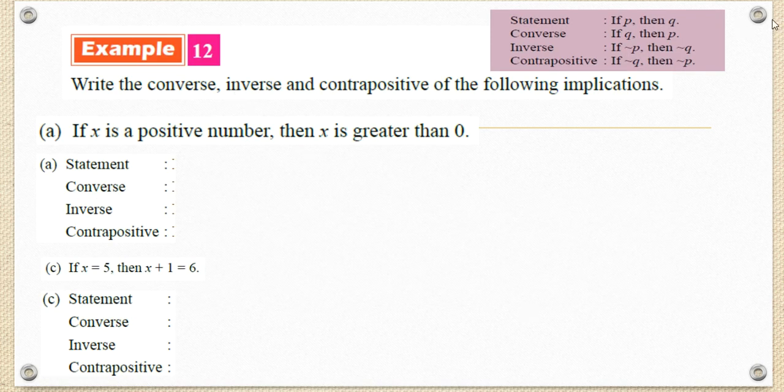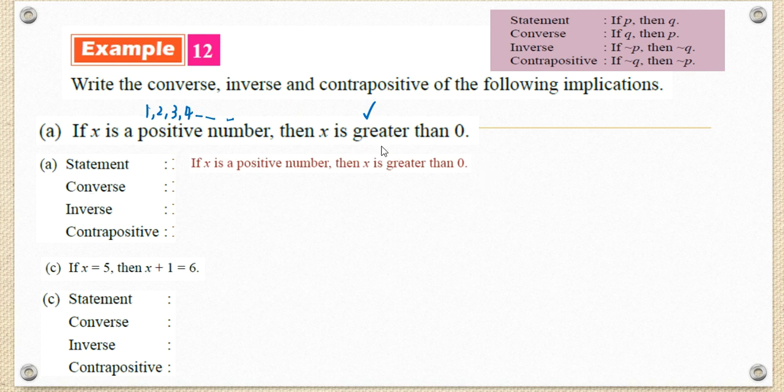We go to example 12. We can always refer to this general form, but you have to memorize it. Write the converse, inverse, and contrapositive. They say if x is a positive number, meaning that x can be 1, 2, 3, 4, and so on, then x is greater than 0, which is true. So the statement is this statement. Just copy it down if they ask you to write it down.